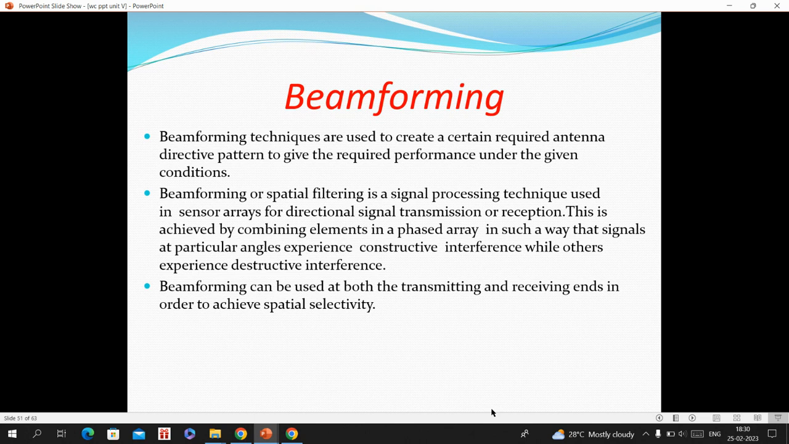Beamforming is the process of sending an electromagnetic wave in a required direction instead of transmitting in all the directions. For example, consider a scenario: we have a mobile base station which is going to transmit power to all the users in the same cell.